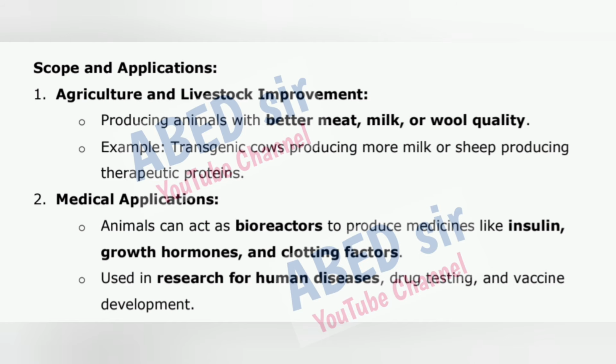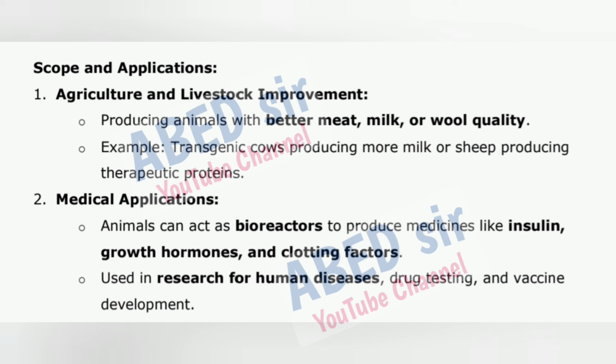Scope and applications. 1. Agriculture and livestock improvement. Producing animals with better meat, milk, or wool quality. Example: transgenic cows producing more milk or sheep producing therapeutic proteins.